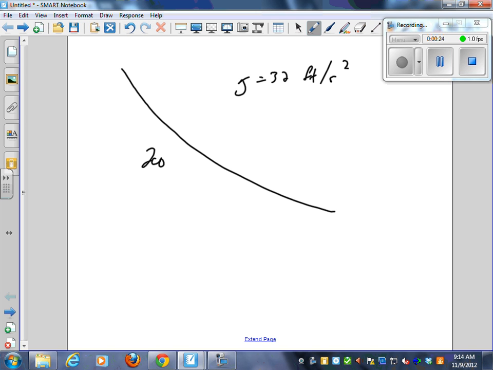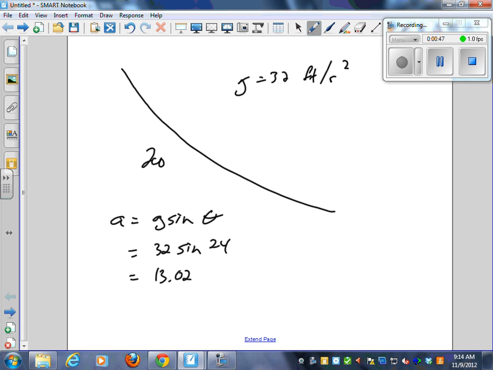Okay? And so what if it's frictionless? The acceleration is g sine theta. So that's going to be 32 times the sine of 24. Somebody help me out? 13.02.